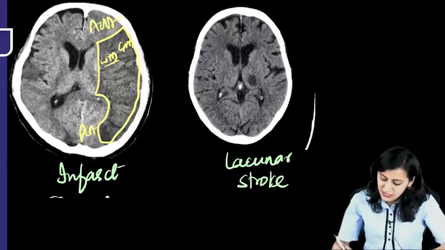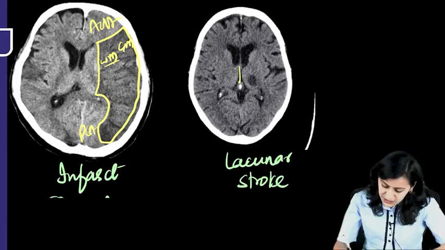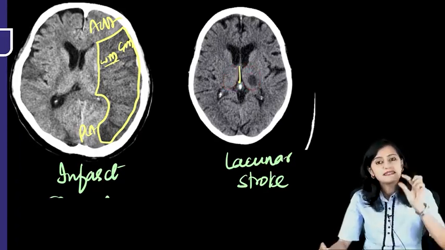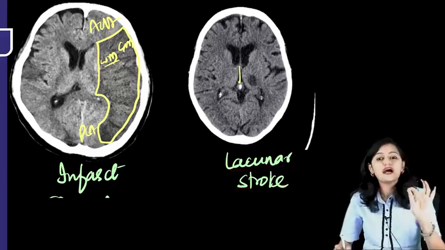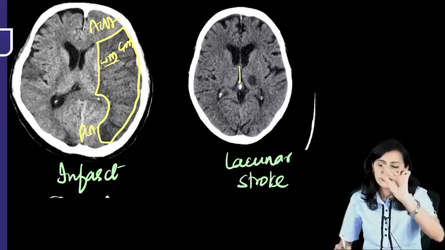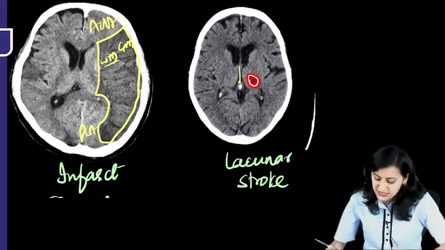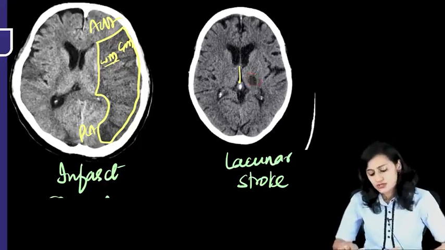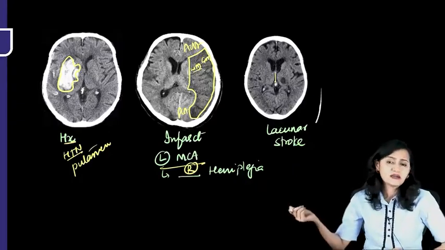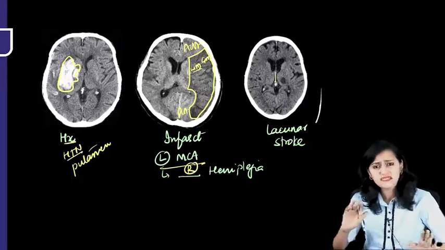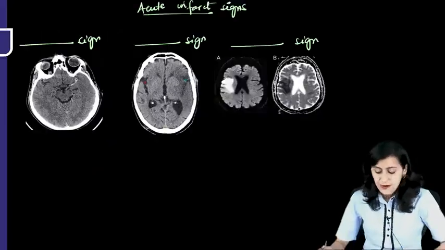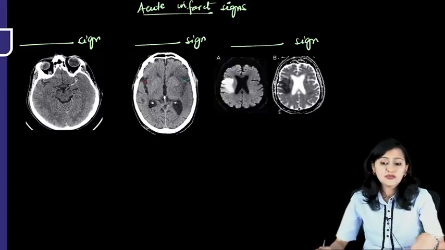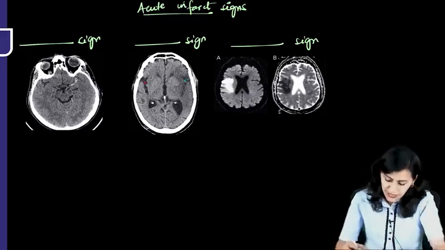What are we seeing in this image here? This is the third ventricle, this is the thalamus and this is the hypodensity there. So a small infarct like that is called a lacunar stroke, appearing like a lacuna, a small hole. This is a lacunar stroke, which is because of the lenticulostriate branches of MCA, the small lenticulostriate branches that give the lacunar stroke.